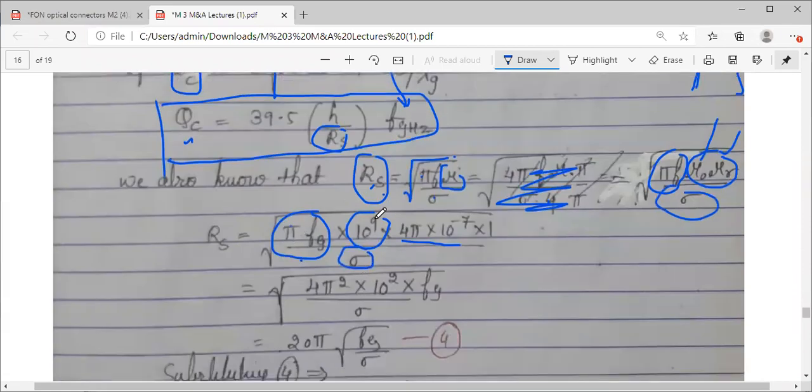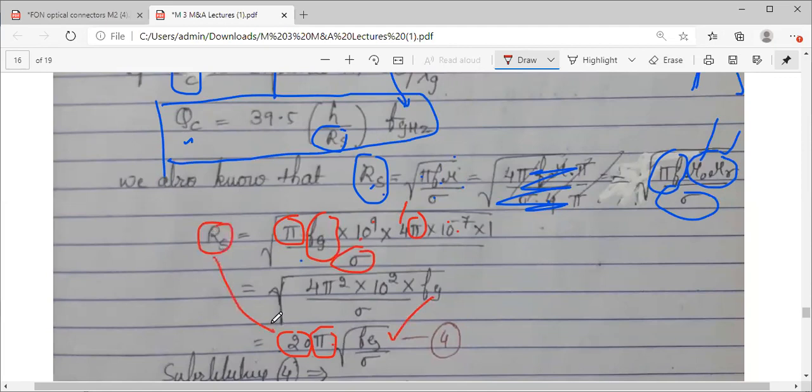So if you take, you'll get pi square here. So if you take here, you have under root pi square. So root of pi square, if you take outside, it will become pi. And remaining terms, you have 4 and 10 raised to 9 minus 7 is 10 raised to 2. That is 100. 4 into 100, that is 400. Root of 400 will be 20. So 20 pi you get. And remaining what all terms are there? There is a Fg term. There is a sigma term. So I have written as it is. So I have got the equation for RS.